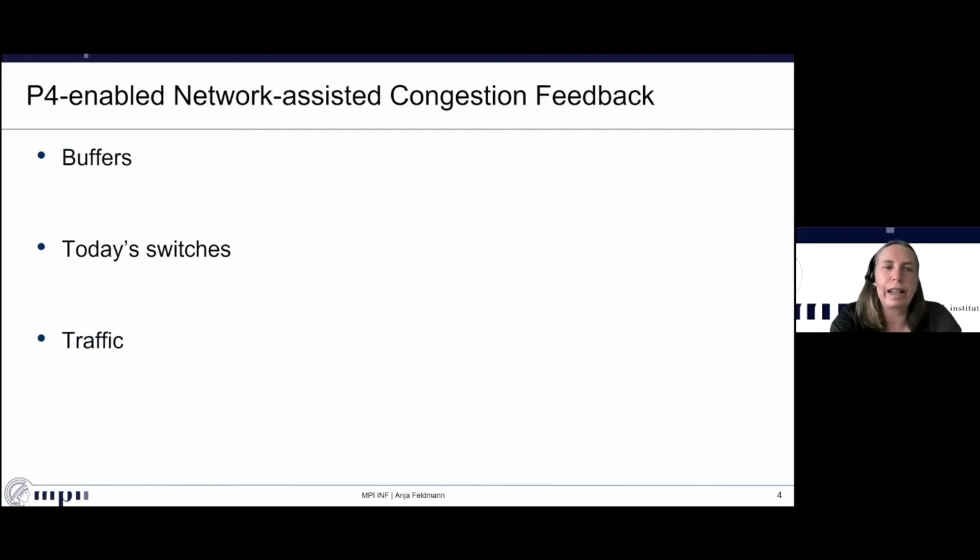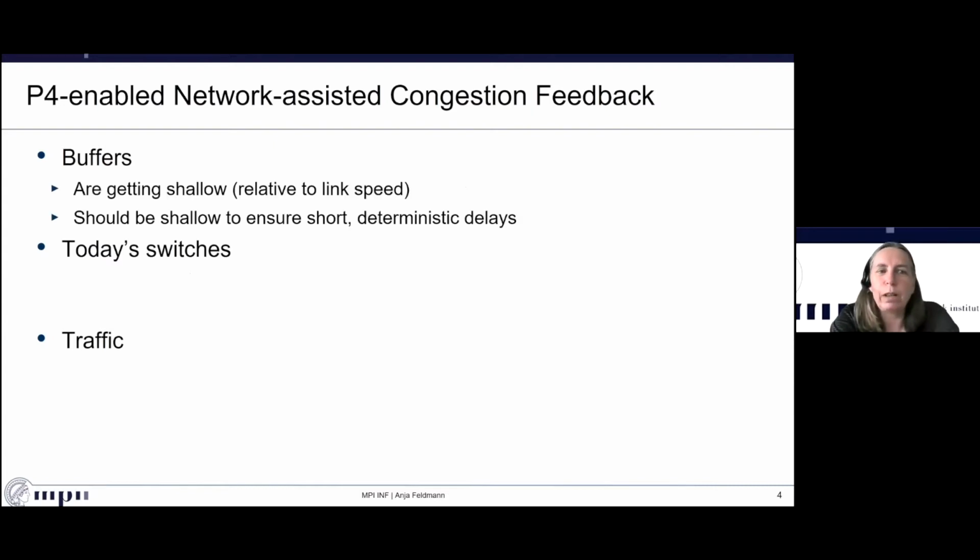Well, if we're looking at today's routers, today's switches, one of the things that we have to look at are such things as buffers, the characteristics of the switches, as well as the network traffic. What do we observe there? Well, buffers are getting shallower, at least relative to the link speed. And of course, they should be shallow because we all want deterministic delays. We don't want to have runtimes that are growing up to seconds because of buffer bloat.